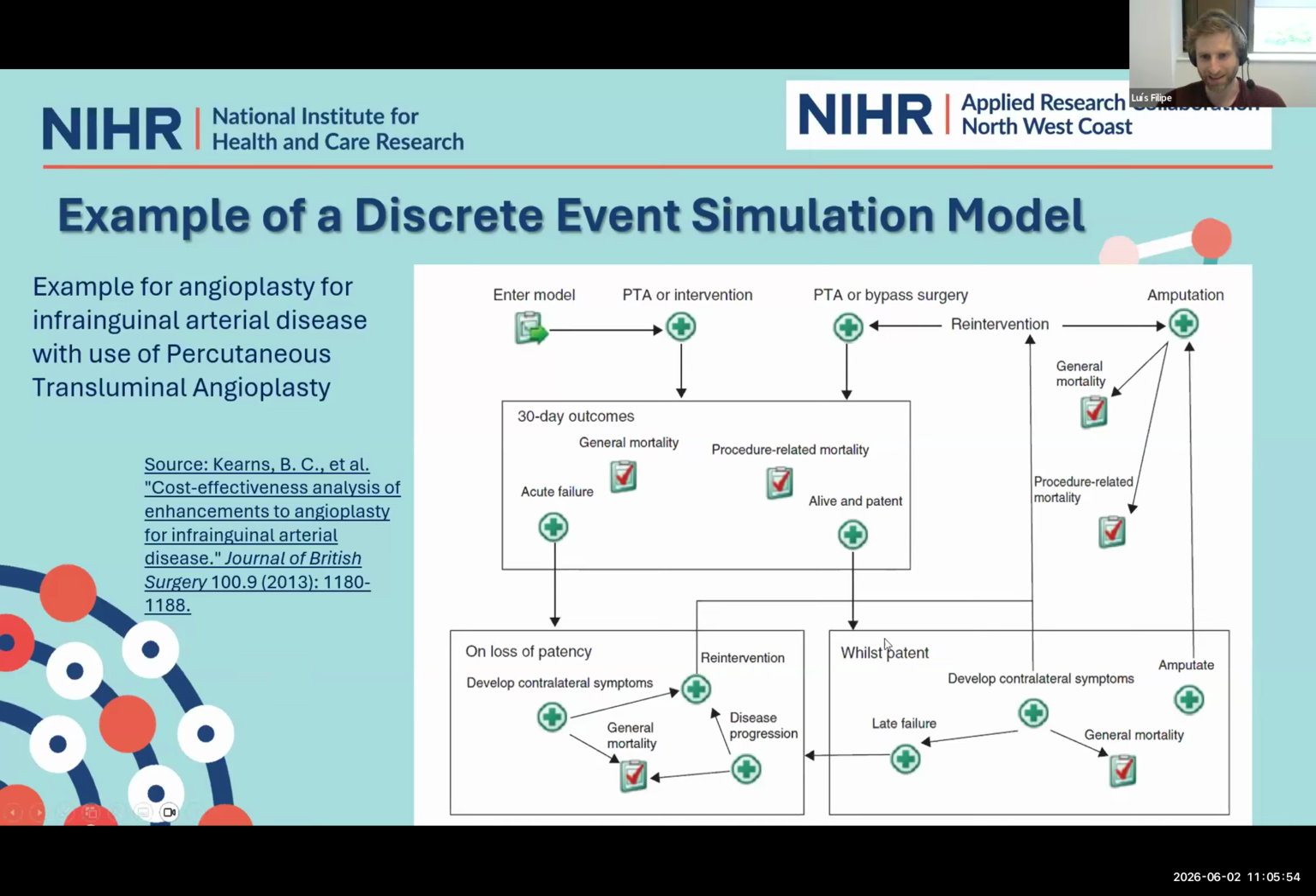If we go to the alive and patent, again, there can be a late failure, that can be a development of contralateral symptoms, which can lead to general mortality. May also be a need for amputation, which again leads us to this part. So you can see that it is a lot more complex, and usually these are used if you need to understand the story of the patient, these more complex possible progressions where the story counts. So you need to look at each one individually, because then the transitional probabilities are going to depend on the story already of the patient within this pathway.